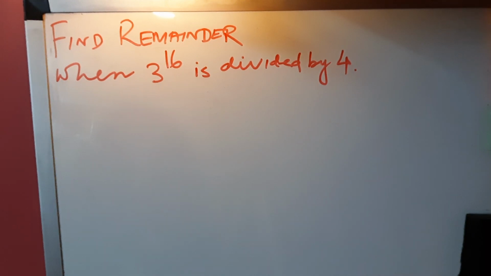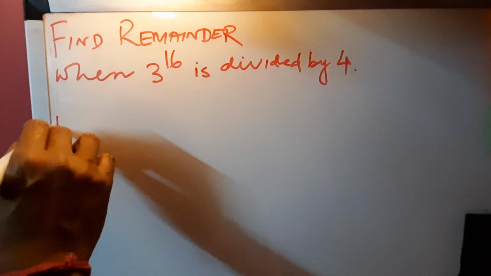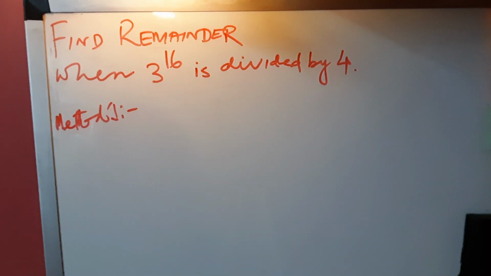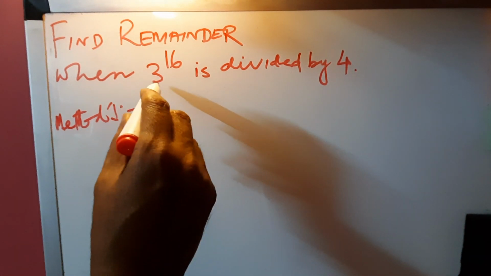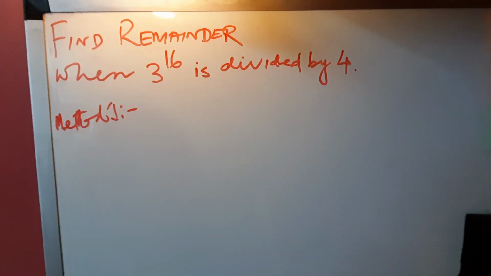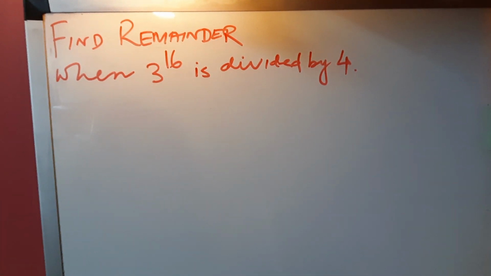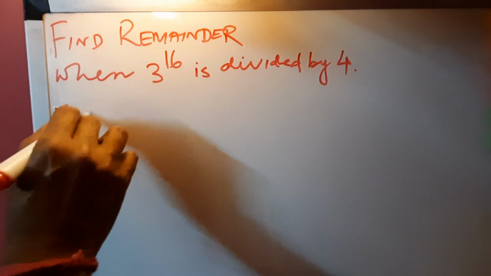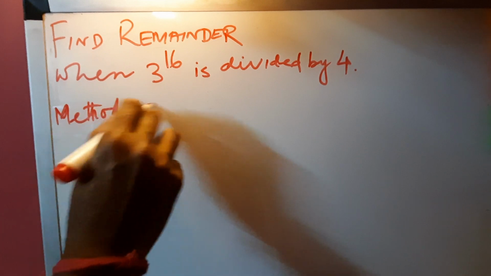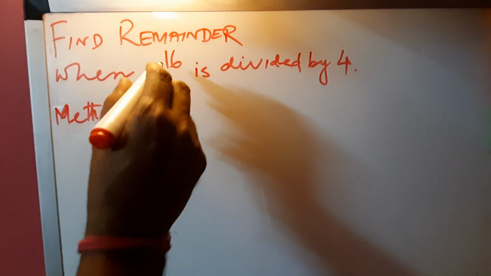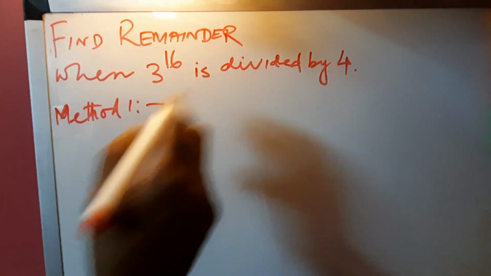The first method is method 1. So that means we have to find the remainder when 3 to the power 16 is divided by 4. Let's see one by one.